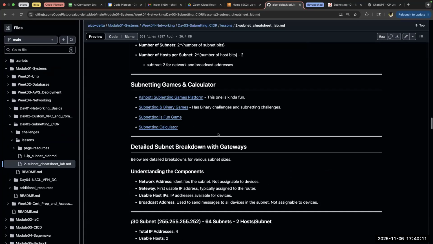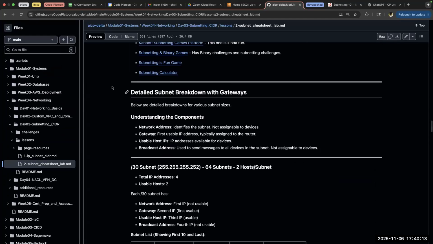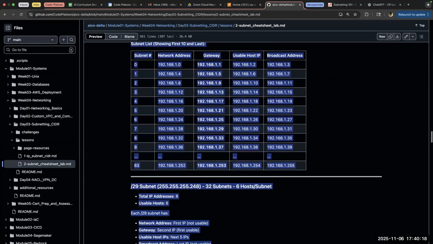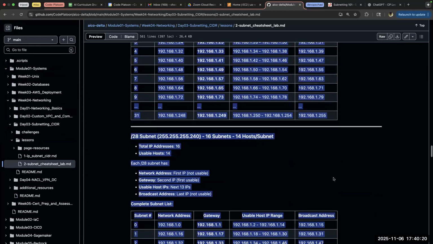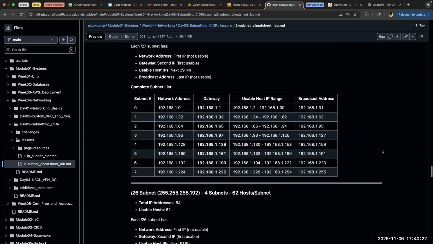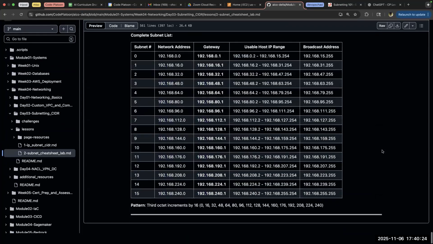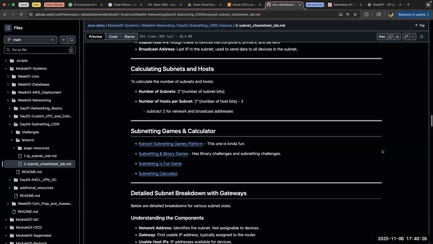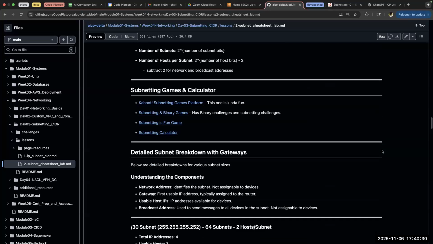So also, if you look at this, I don't want people freaking out. We're not going through all this. This is all for you guys' reference. So feel free to grab this document, copy it into VS Code, and you guys can use this or use GPT to make your own cheat sheet. We've got some games here at the end.